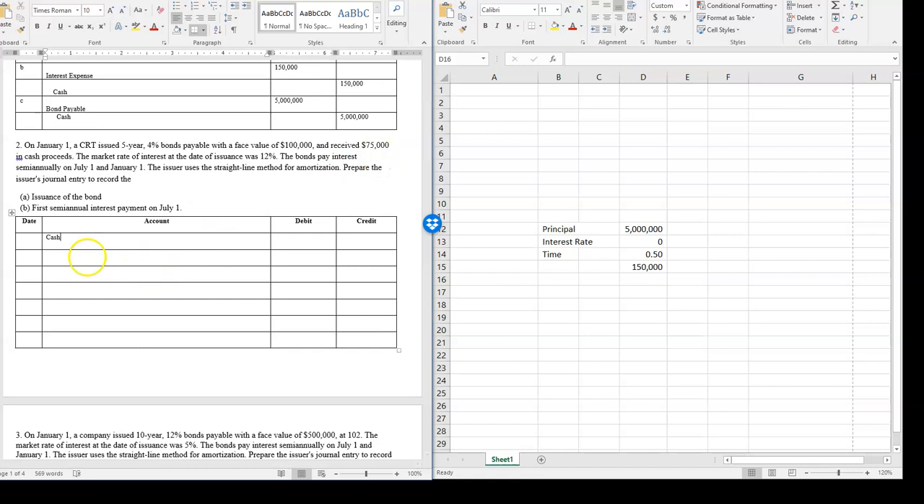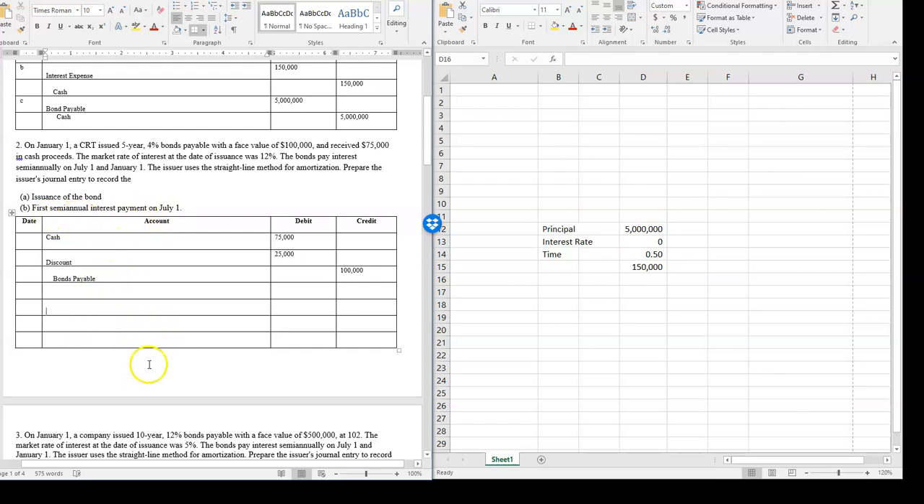Alright, so the first thing we're going to do is talk about how much cash we got. If we read it again, we can see that we received $75,000. That's a cash debit. I'm going to skip a line, and I know that I always have to pay back the entire face value. So I always have to pay back $100,000. So that goes to bonds payable. So the difference, I can look at this and I can see that I need it to be a debit of $25,000. And the account that has a debit balance is discount. I also knew it was a discount because I got less than what I have to pay back. So that is discount.